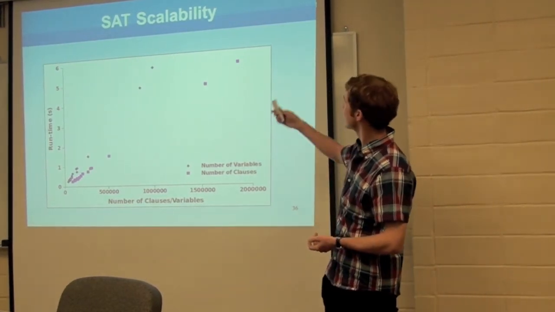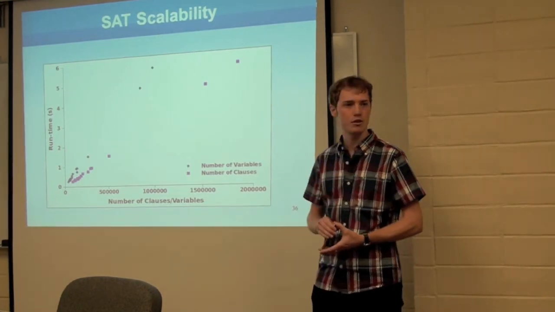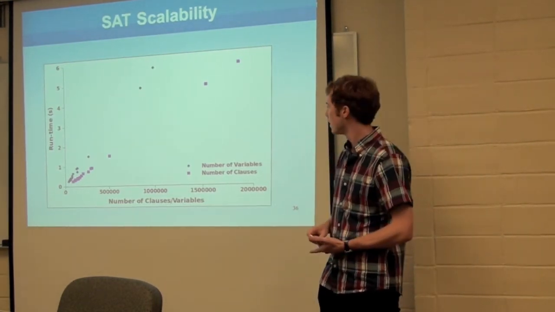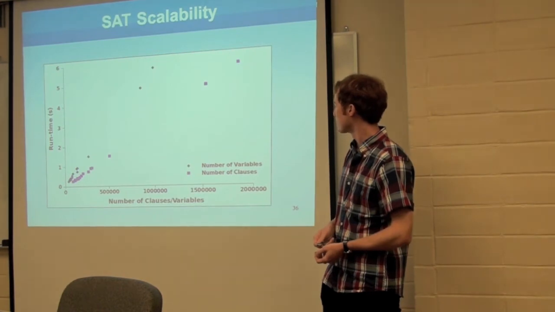The very biggest benchmark has about 1 million routing resource nodes, so that's the extent to which we experimented with this.